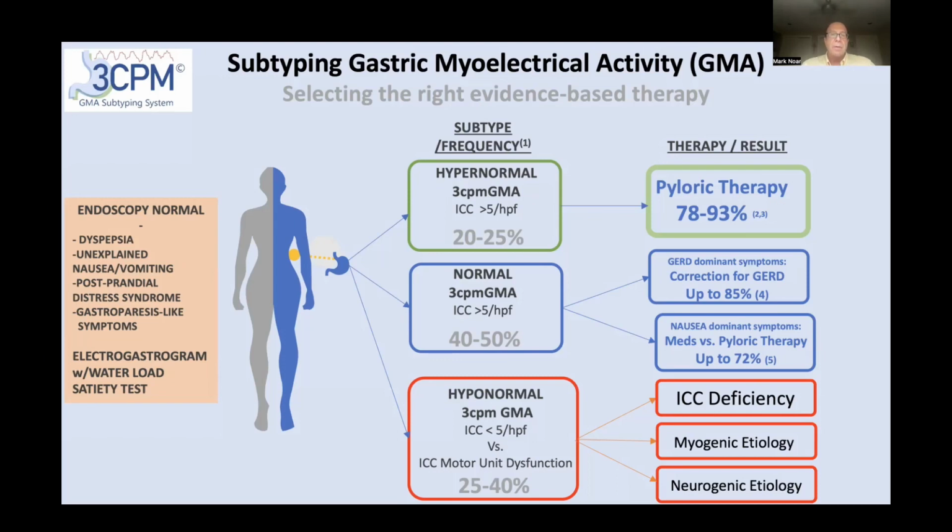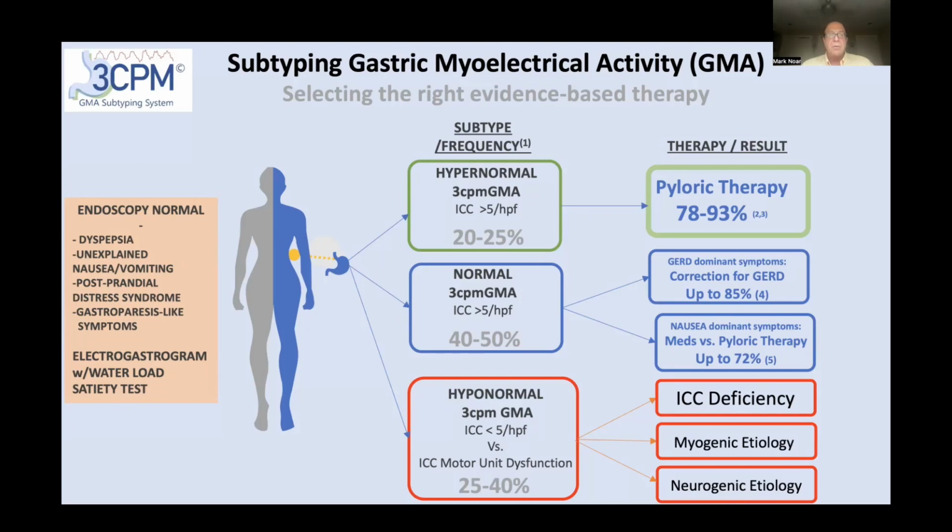Those patients who do not have reflux dominant symptoms, this is typically going to be due to poor contractility. You'll usually see a lot of tachygastria in these patients. And these are the ones who we expect to respond to meds, sometimes to pyloric therapy, and sometimes to pacemakers such as Enterra, in up to 72% of these cases.